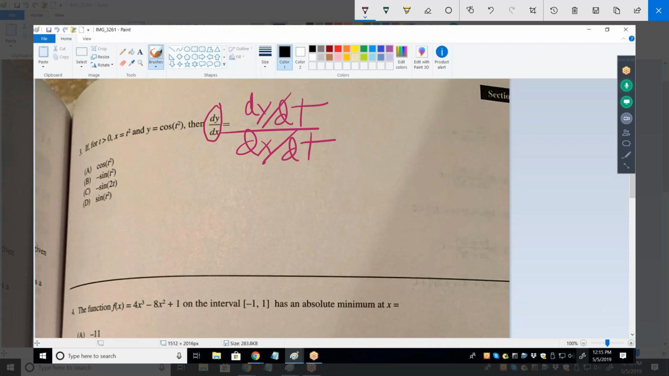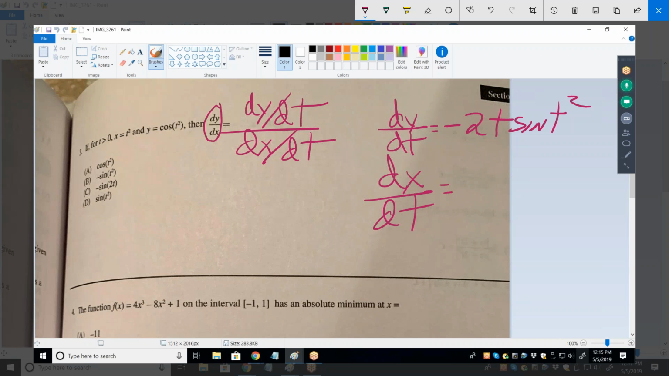Now, what is dy/dt? dy/dt is negative 2t sine t squared. Good. And what is dx/dt? dx/dt is 2t.